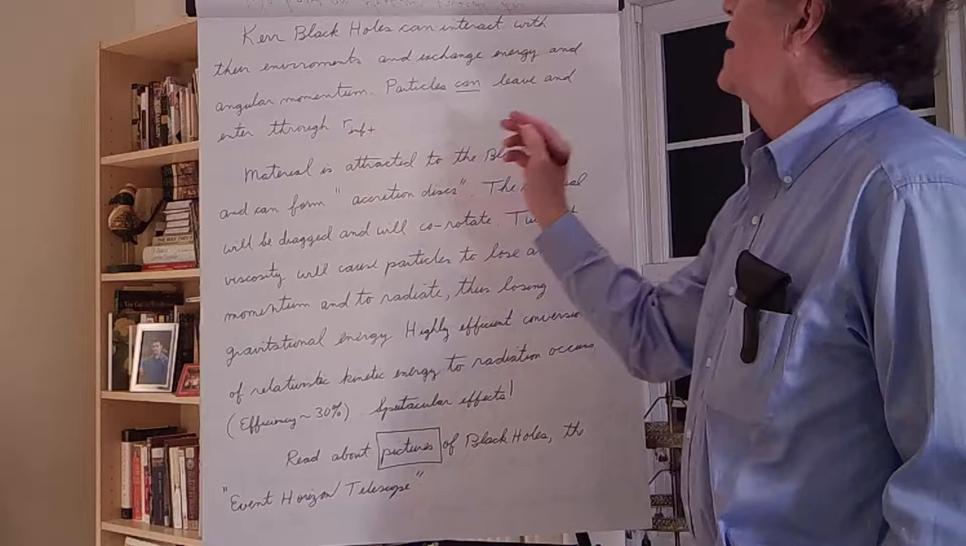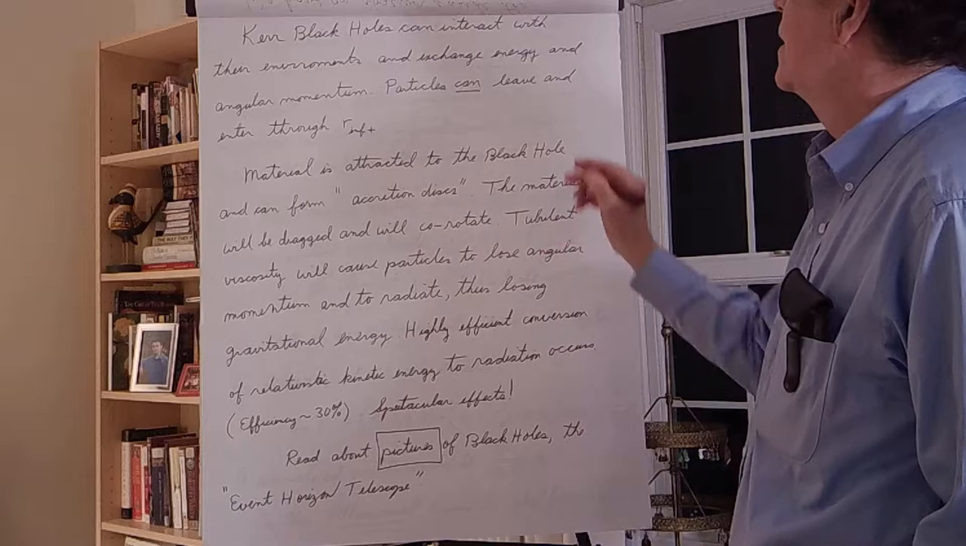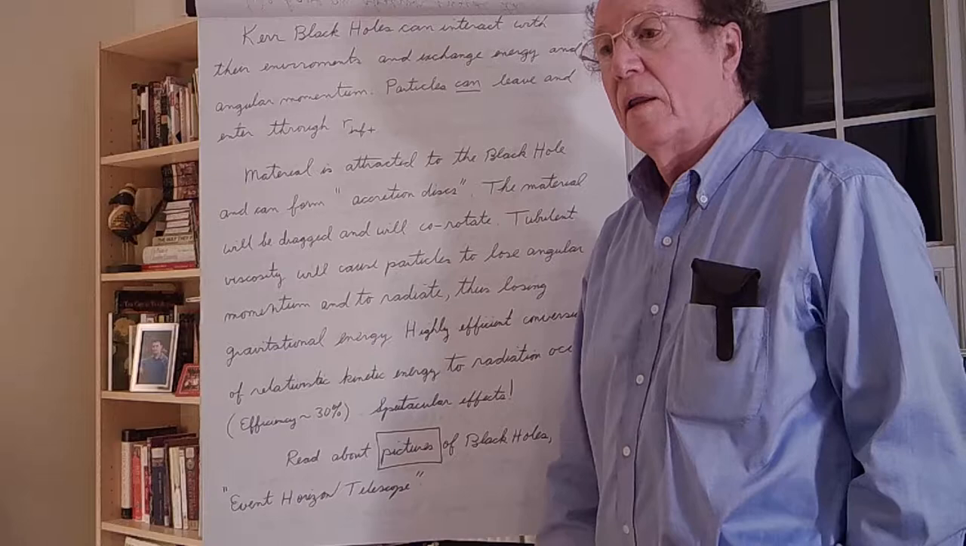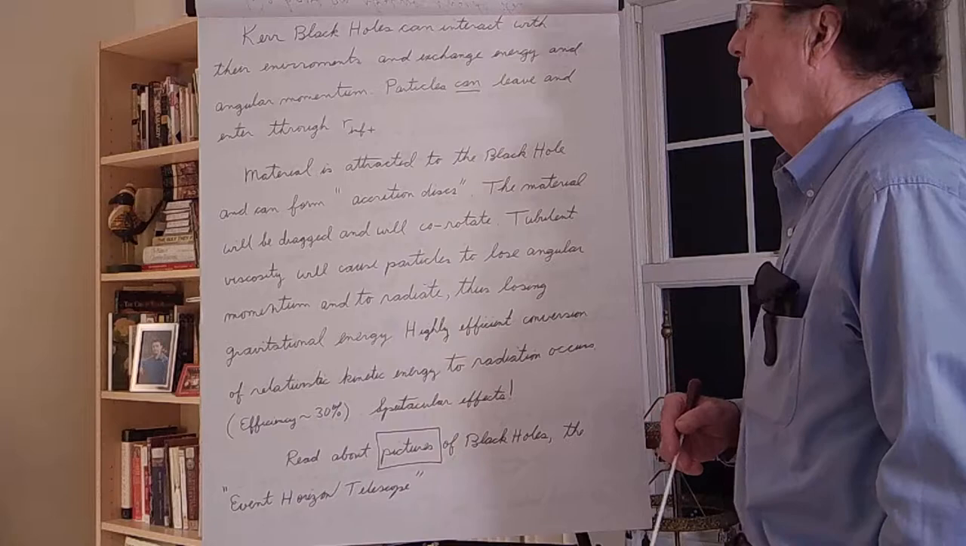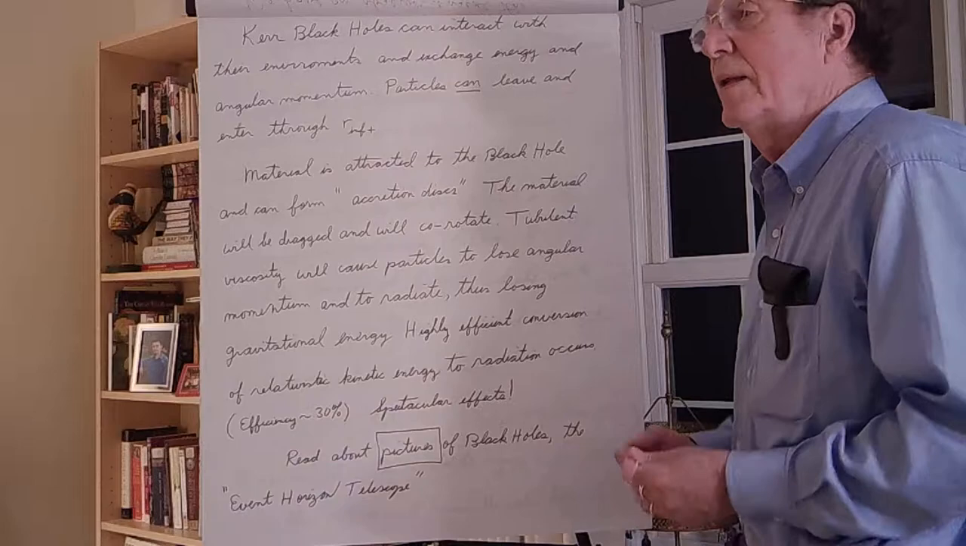So here, other features of the Kerr black hole, well, they can interact with their environments, and they can exchange energy and angular momentum. Particles can leave and enter through the surface of infinite redshift. The light cones are not swept over to one side. This is not an event horizon. Particles can come in and leave. So that makes the possibility that interesting things can happen in the ergosphere.